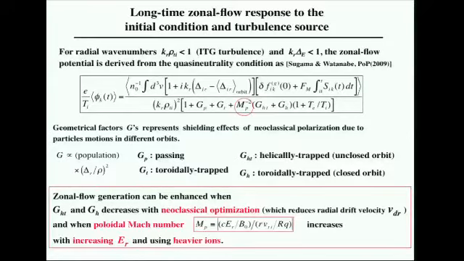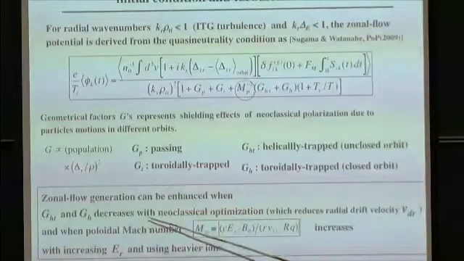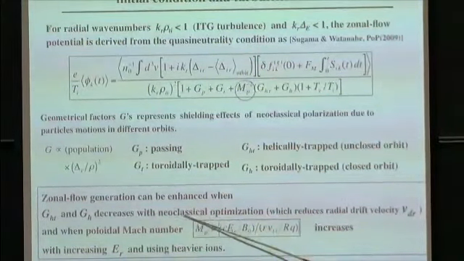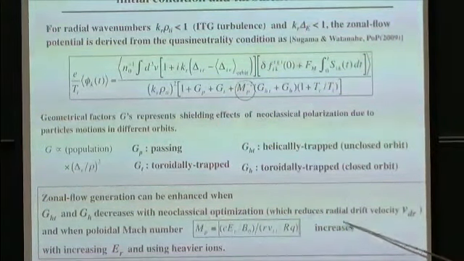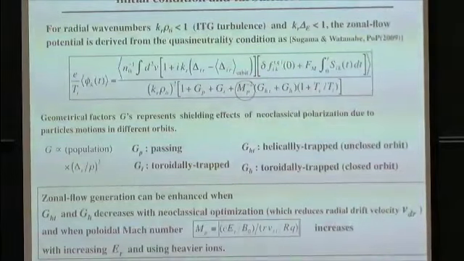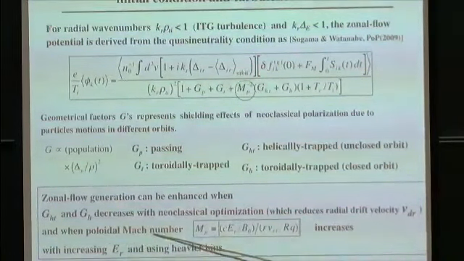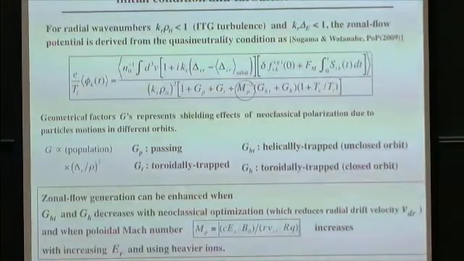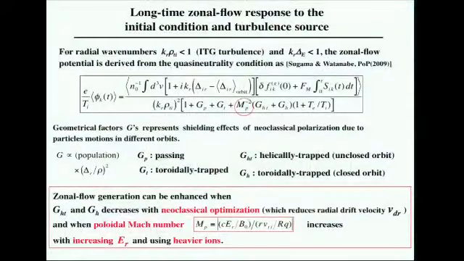Anyway, zonal flow generation can be enhanced when the polarization effect of neoclassical orbits decreases through neoclassical optimization, which reduces the radial displacement or drift velocity. And also, if we have toroidal Mach number, the radial electric field increases. If we have large M_p, this denominator decreases, giving higher zonal flow. Also, even if we have the same radial electric field, we can increase this M_p by using heavier ions.